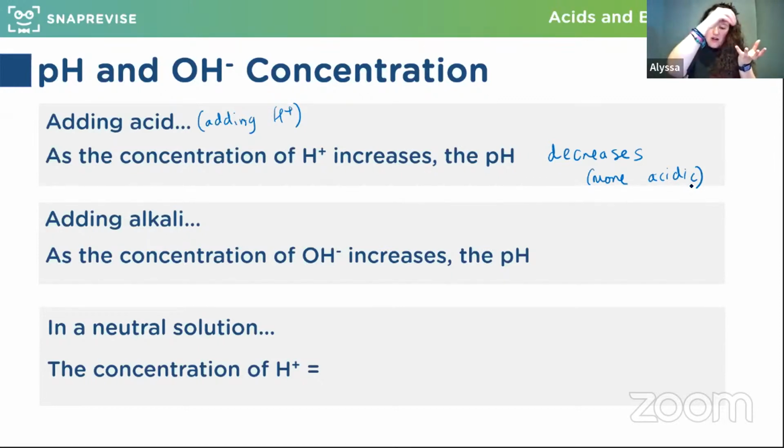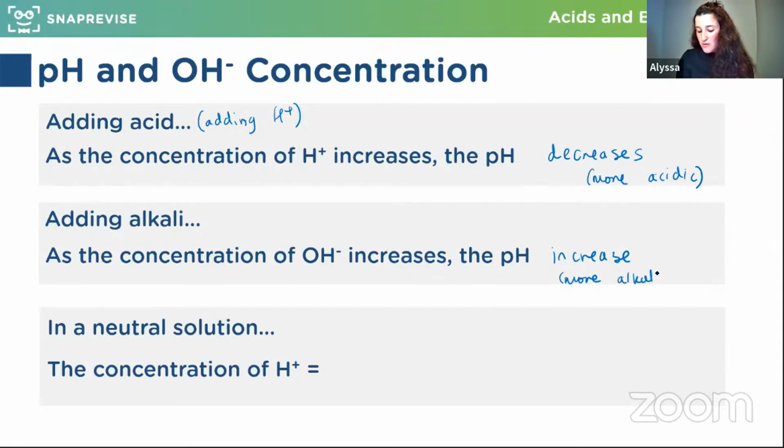I add an alkali, so my concentration of OH minus is going to increase. What's happening to my pH? Is my pH going to decrease or is my pH going to increase? I'm adding OH minuses. Is it getting more acidic? Is it getting more alkaline? Which way is it going? Good, well done. My pH will increase because it's becoming more alkaline.